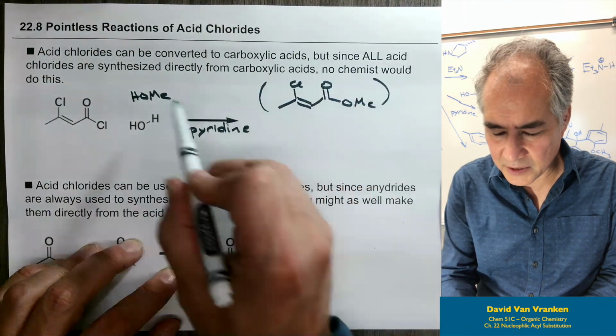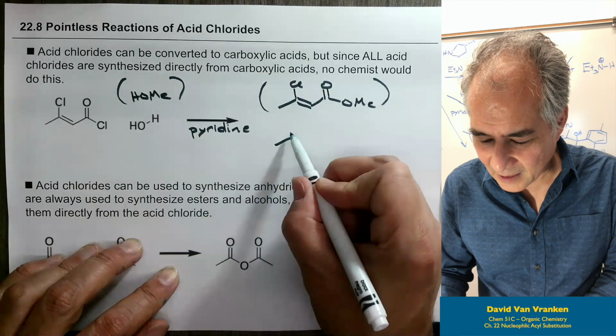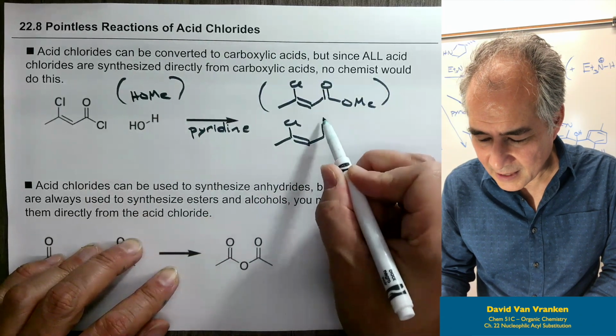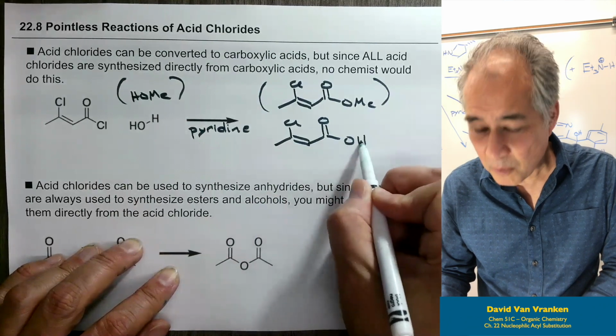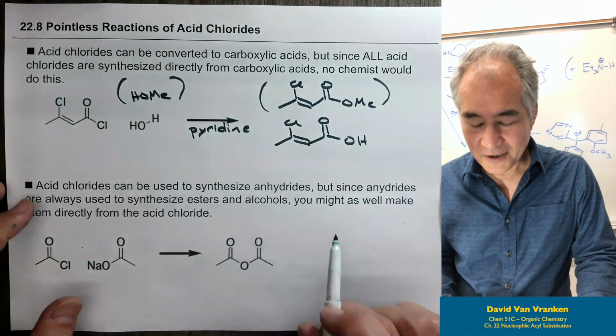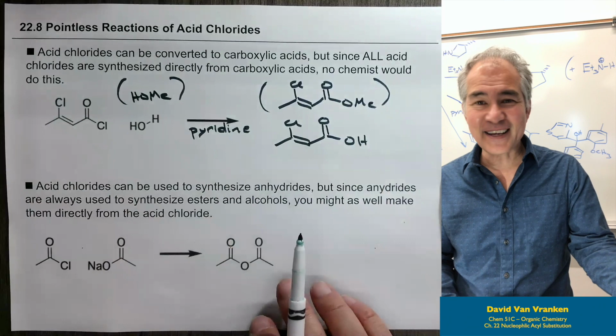And I'll just put that under in parentheses. But if you've got water in there, you're going to get even more of this carboxylic acid. Nobody really wants to get carboxylic acids. Why is that? Because you make the acid chloride from carboxylic acids. That's the only way to get the acid chloride.